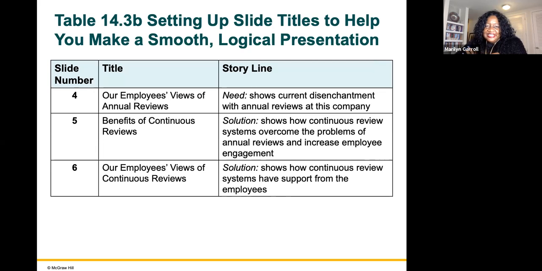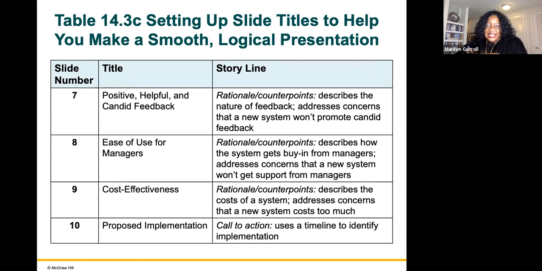Here's the next slide. And let's pause for a moment again to read through them. Here's the next slide, 14.3. Pause for a moment to read through those as well.